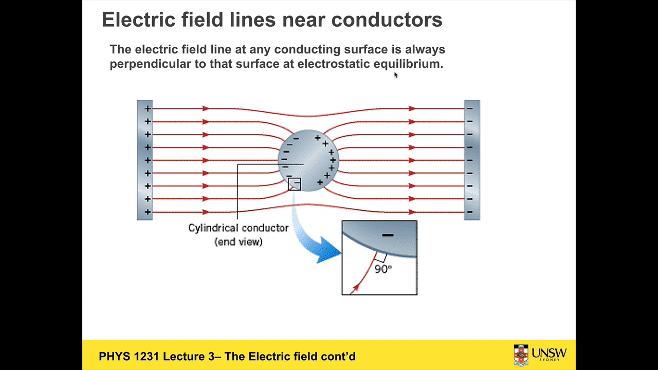So electrostatic equilibrium means charges have moved around in such a way as to cancel out the electric field inside the conductor, and they're not moving anymore. And this has the effect that the electric field lines near the surface of a conductor are always perpendicular, as shown here.